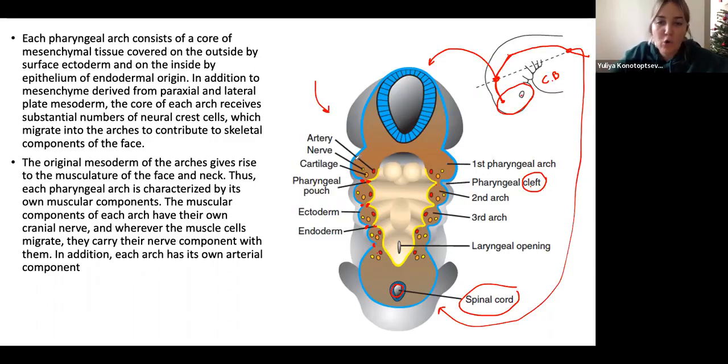What is in the core of the pharyngeal arch, right? So we said that outside is the ectoderm, inside is the endoderm, so the inner lining. But what about the core? The core will consist of the paraxial mesoderm. You remember that it gives rise to the axial skeleton, and of course half of your face and the neck belongs to the axial skeleton. So of course paraxial mesoderm must be here.